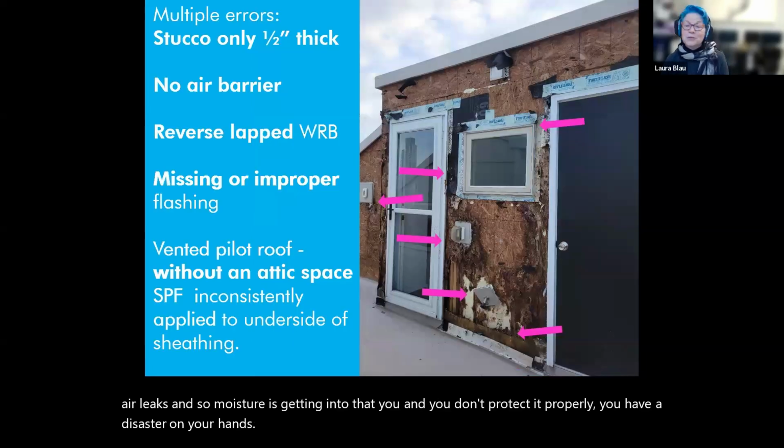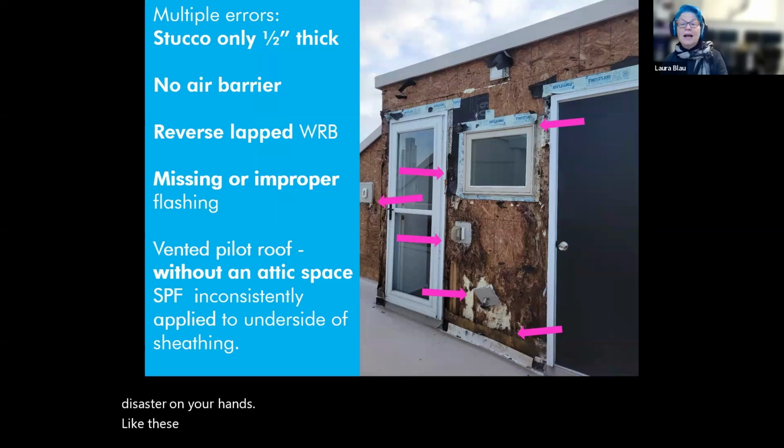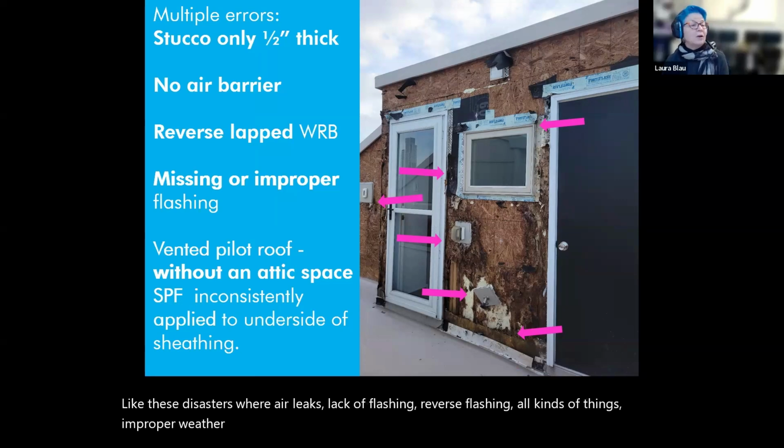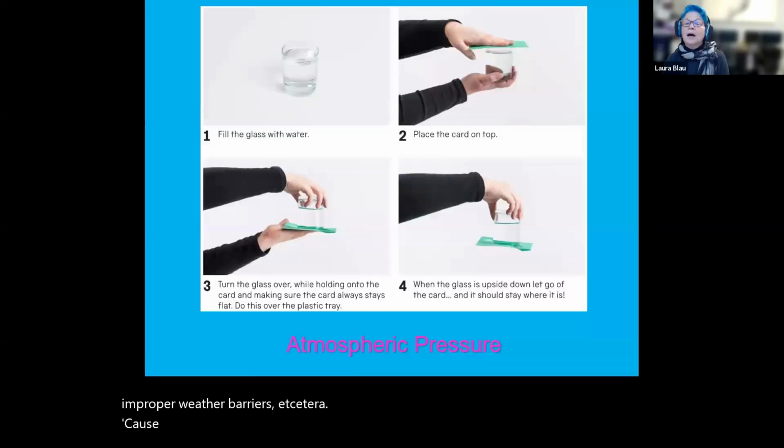Like these disasters, where air leaks, lack of flashing, reverse flashing, all kinds of things, improper weather barriers, etc., cause disasters.